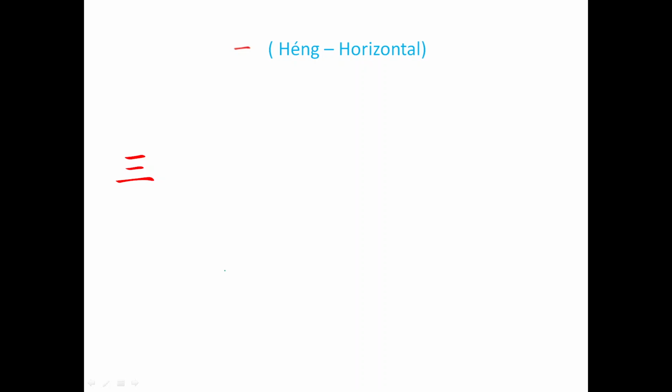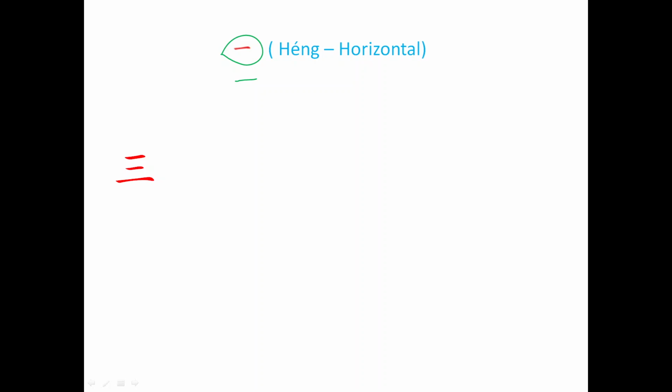The next stroke we are going to talk about is 横 or horizontal. As the name suggests, we write it from left to right horizontally. This stroke doesn't seem to have any variances. We just write it shorter or longer, depending on the circumstances.